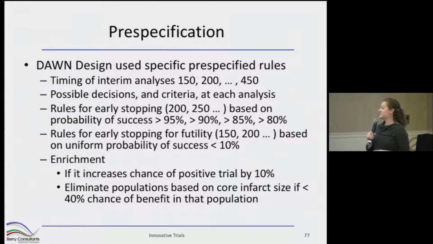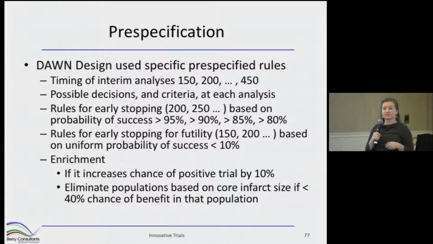And the idea was if we could increase the probability of winning the trial by restricting the population, and by doing that increase the predictive probability by at least 10%, then we would enrich. And we would eliminate populations based on their core infarct size if they had less than a 40% chance of benefit in that population. And the enrichment here was done from the top, so we started with infarct sizes from 0 to 50.